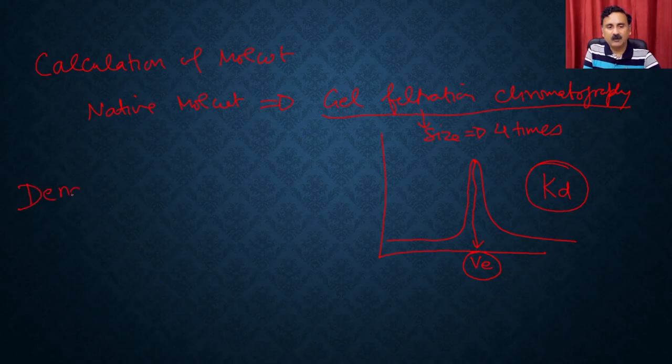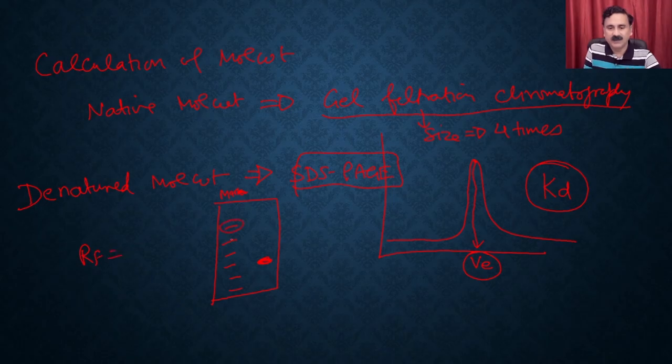Now, how to calculate the denatured molecular weight? You can calculate it with the help of SDS-PAGE. I'm sure we all know about SDS-PAGE. First you run the molecular weight marker, and then you run your proteins. Then you calculate the RF values for these marker proteins, so for each and every spot you get an RF value, and you can also calculate the RF value for your protein. Depending on the RF value of this particular spot, you can calculate the denatured molecular weight.